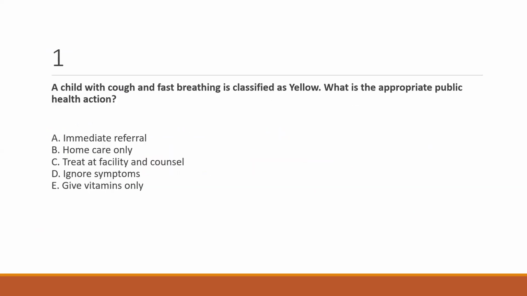Coming to the multiple choice questions. The first question: a child with cough and fast breathing is classified as yellow. What is the appropriate health action? A, immediate referral. B, home care only. C, treat at facility and counsel. D, ignore symptom. E, give vitamins only.